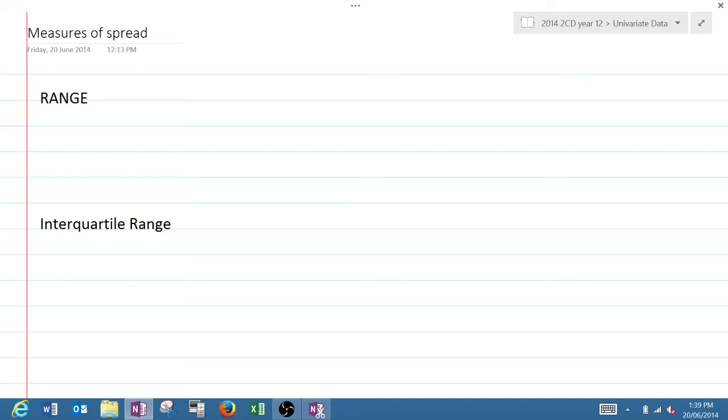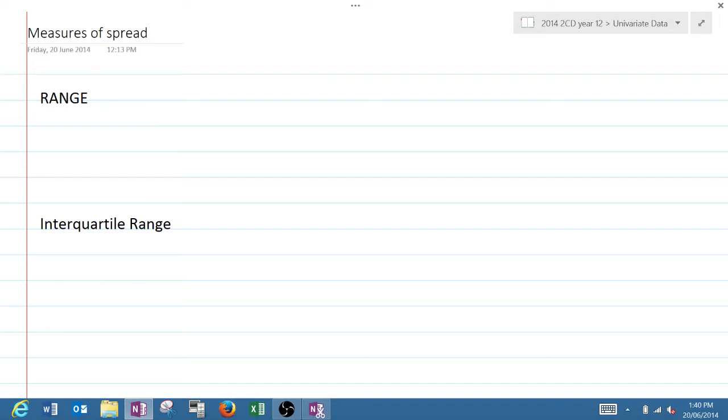We're looking at measures of spread. Can anyone tell me what a measure of spread might mean? Or has anyone else written them up? Michael? Range. Has anyone heard of interquartile range? Okay, so today we're looking at range and interquartile range. And we're also, from interquartile range, going to look at box and whisker plots.